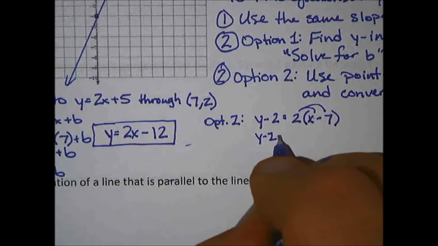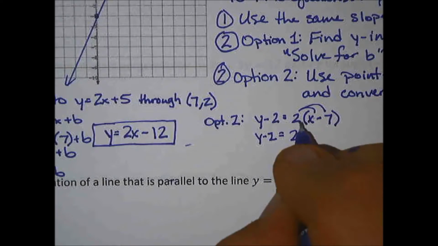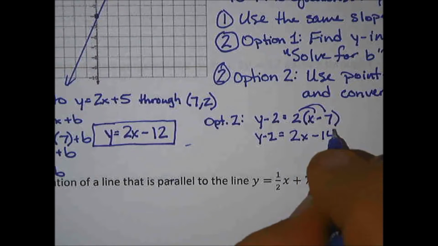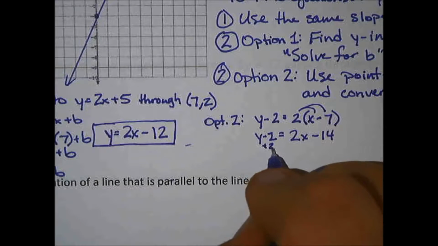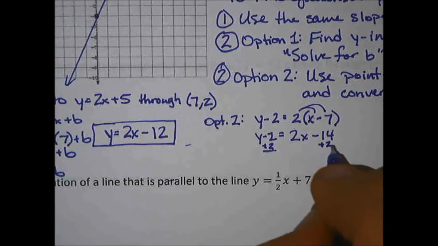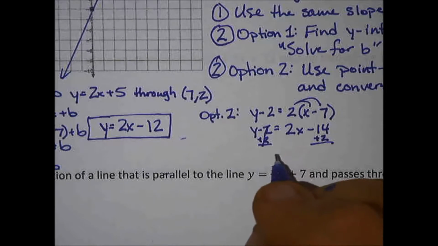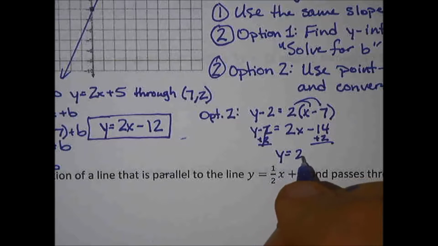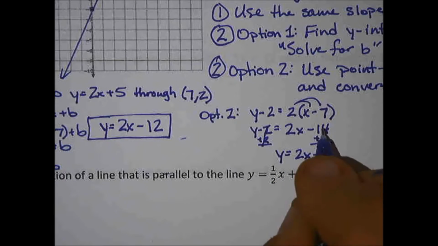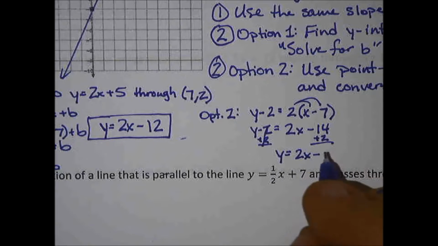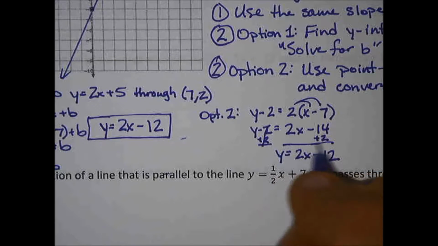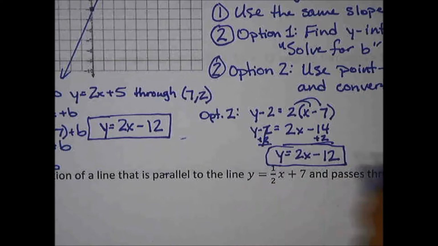So y minus 2 equals 2x. 2 times negative 7 is minus 14. And I'll add 2 to both sides. Cancel those out. So y equals 2x minus 14 plus 2, which is minus 12. Notice I do get the same thing, and that's sweet.